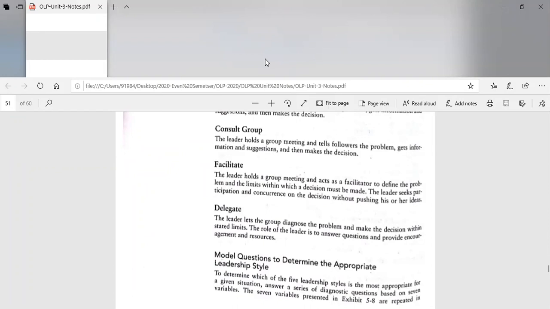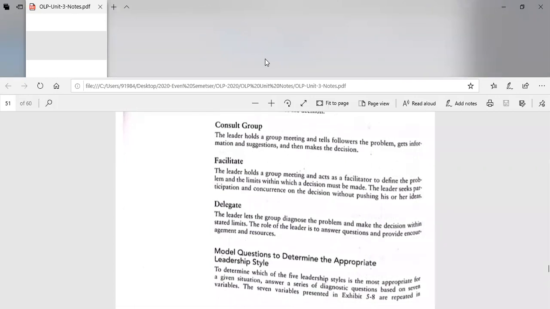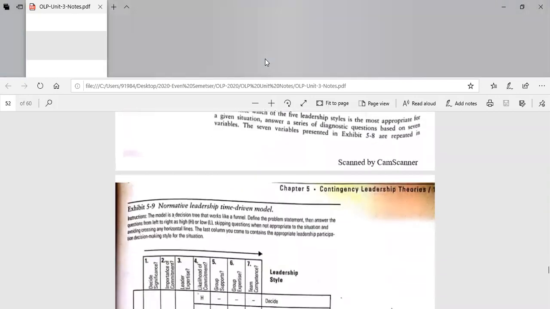There is one more style, delegate, as the last one. The leader lets the group diagnose the problem and make the decision without a stated limit. So he will delegate the task to them, let them brainstorm and come up with some ideas, and later it can be considered whether it is good or bad.